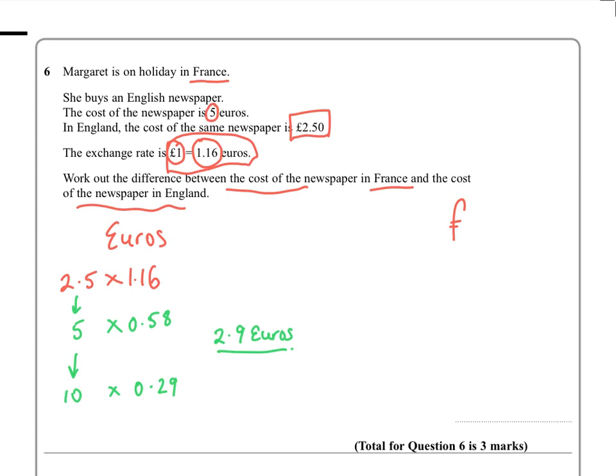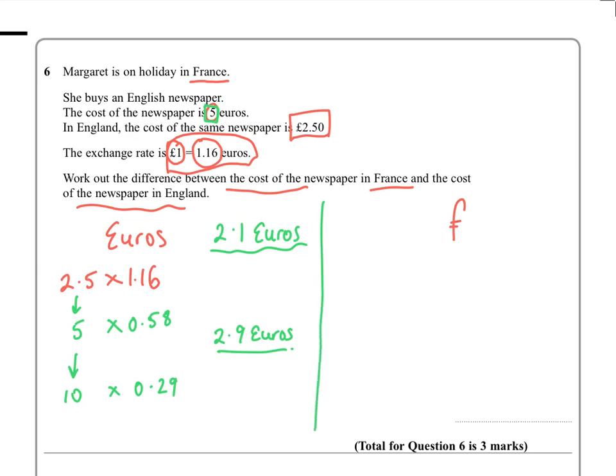Now, what's the difference now between 2.9 euros and the €5 that it cost in France? Well, the difference in euros there is 5 minus 2.9, which is 2.1 euros, which seems quite a lot.